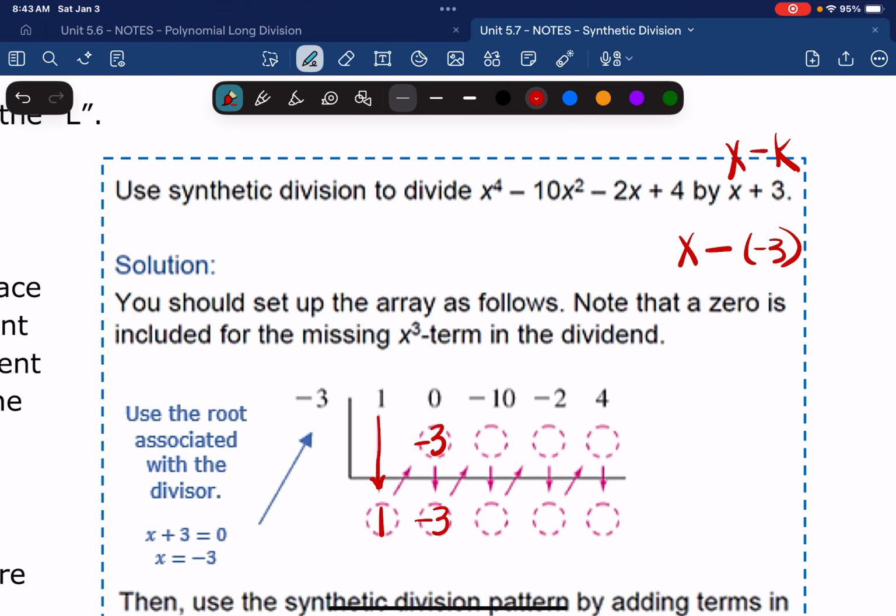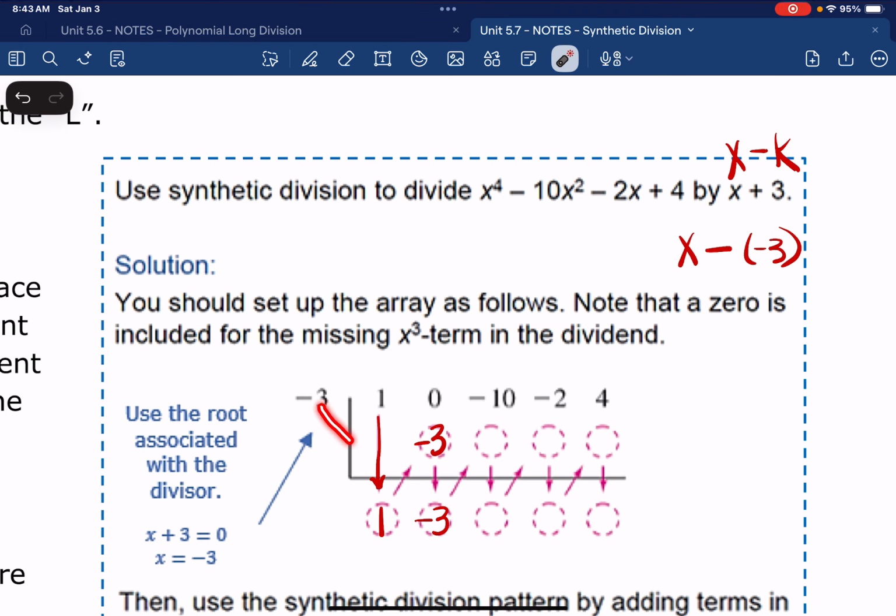And then we multiply again. What is negative 3 times negative 3? That gives us a positive 9. So positive 9 goes up here. And then we combine again. What is negative 10 plus 9? Well, that gives us a negative 1. So that goes down here.